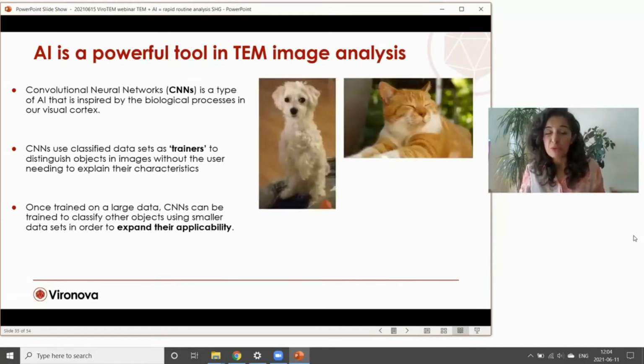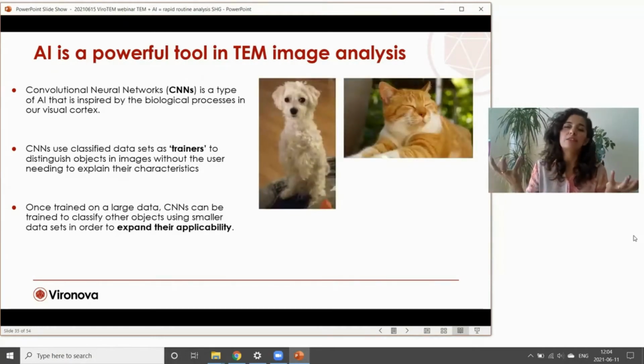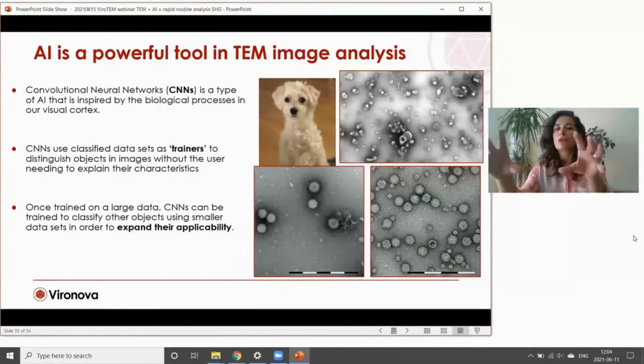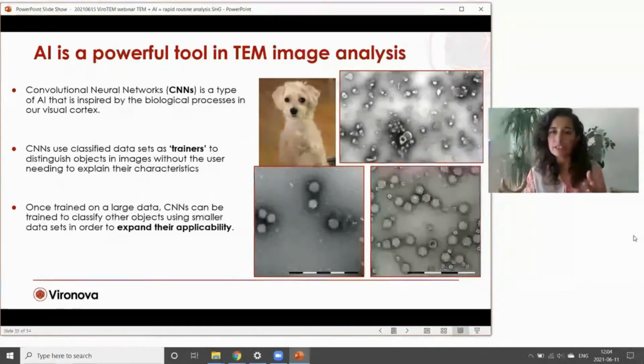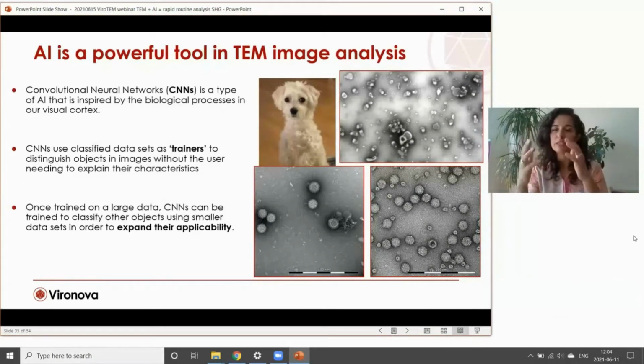This might not be so necessary if you're working with particles with very clear and distinct characteristics, like my wonderful dog here or this cat. To describe these is not very difficult, but of course to describe the difference between a rotavirus and an AAV, or your pleomorphic particles here, things that change shape, is much more complicated. And this is why it is so useful in the type of analysis that we do.